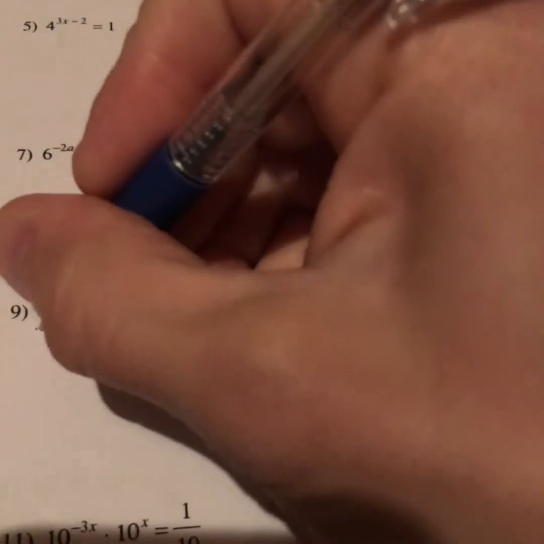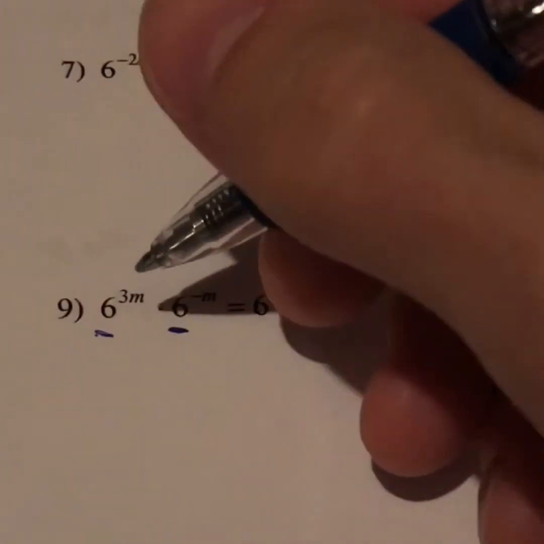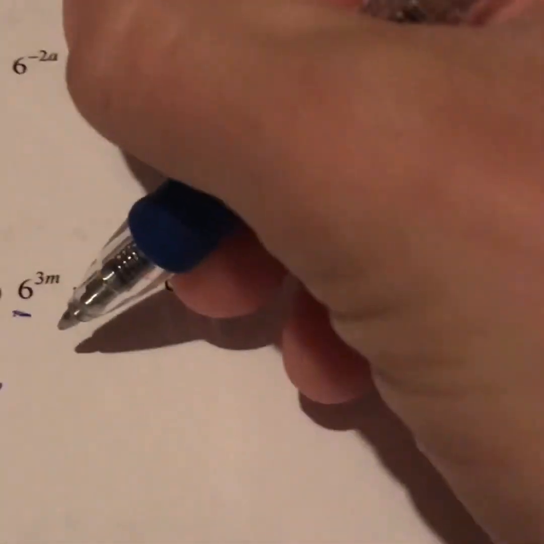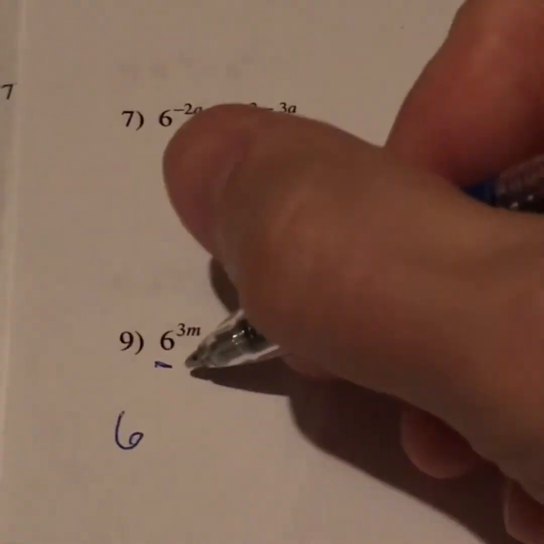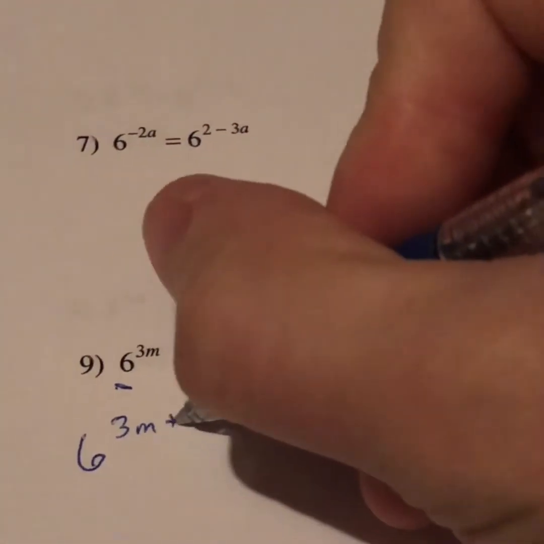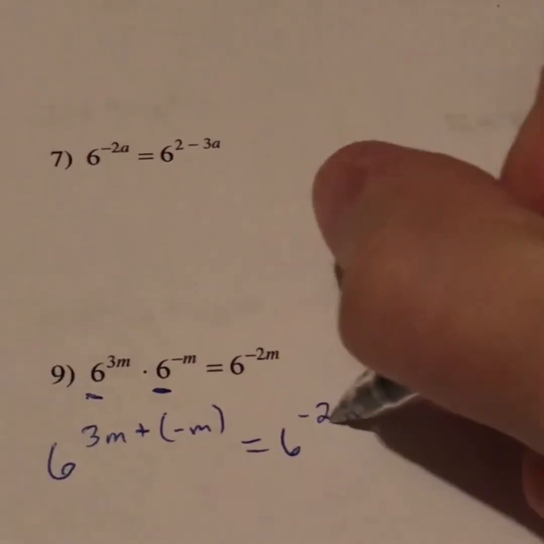Number 9, 10, 11, 12, bonus section. So this is the challenge section. If the rest of them were pretty easy for you, try these out. It's going to require you to remember some exponent rules, like in number 9. When we multiply with the same base, in this case, the base is 6, what do we do with those exponents? Well, you recall from Algebra 1, your exponent rules, and we have reviewed these a little bit this year, we're going to combine this for one base, and we're going to add the exponents. So when you multiply with the same base, you add the exponents. So it's really going to be 3m plus negative m, equals 6 to the negative 2m.